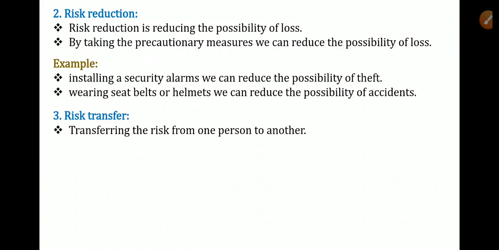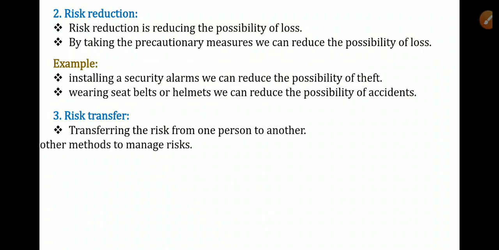So by transferring, simply you can transfer your risk to another person who is willing to accept that risk. Who are willing to accept your risk, ready to take the risk, you can transfer to them.